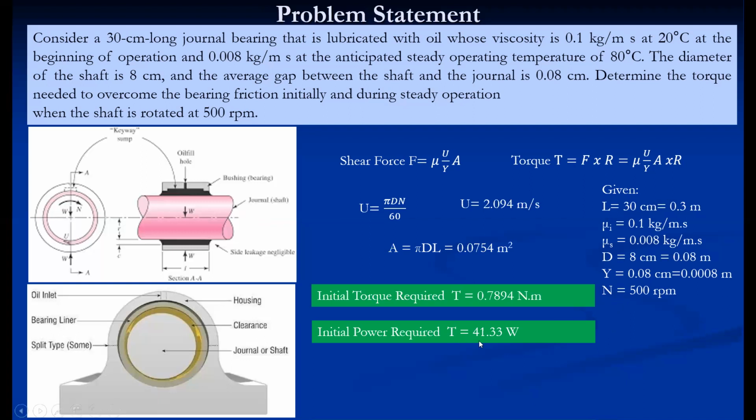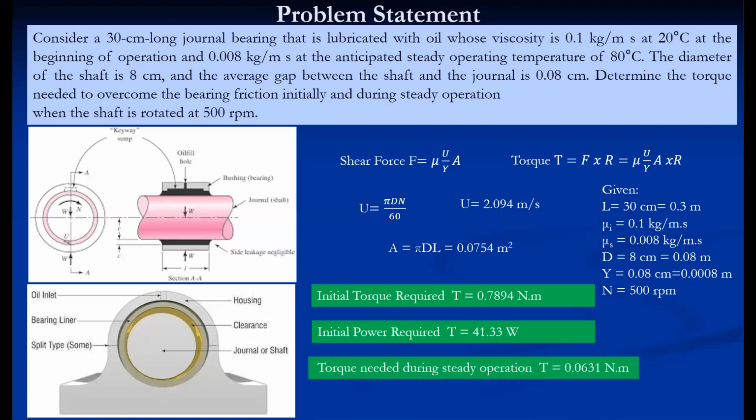So the torque value is less. The initial torque is 41.33. Sorry, the initial torque is this and the power required is 41, so about 40 watts of power is required to overcome that friction. During steady state operation, obviously the torque is reduced. Only in this case, for calculating it, you have to use the steady state viscosity, mu s. That is the only difference.